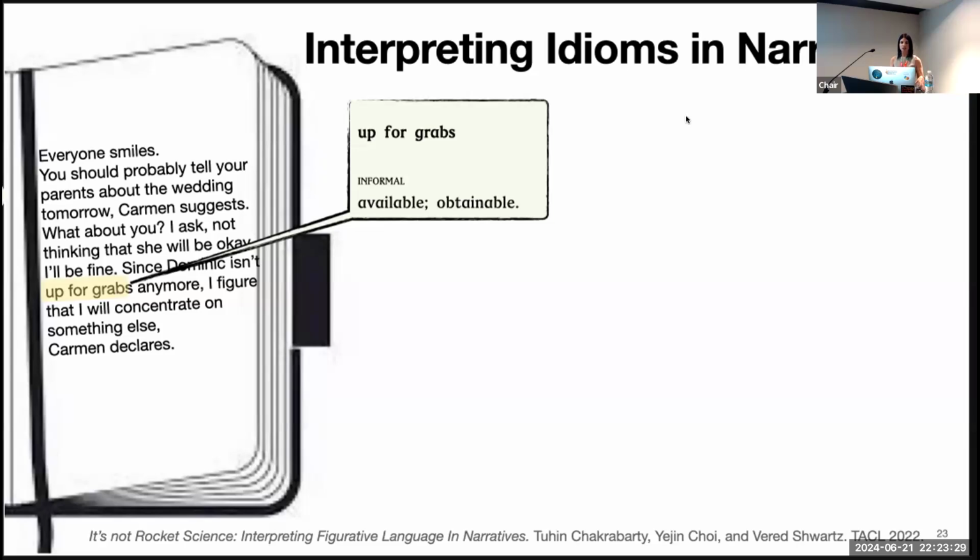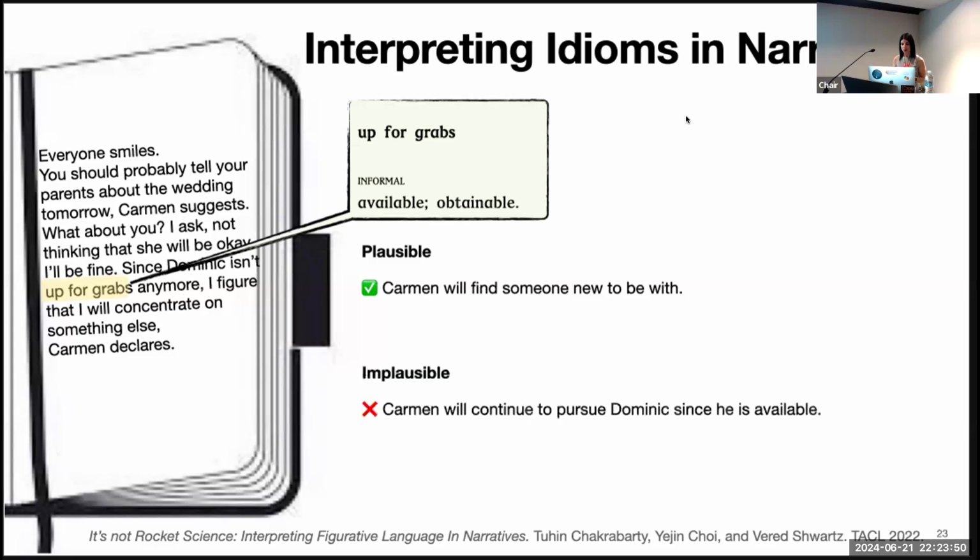What we did was we took these narratives. These were paragraphs, some stories, but they were still understandable, even though we took them out of their context. Then we asked crowdsourcing workers to suggest 2 sentences, each of them continuing the narrative. One of them should be plausible, and the other one should be implausible, where plausibility specifically needed to depend on understanding the meaning of the idiom. For example, "Carmen will find someone new to be with" is plausible, but "Carmen will continue to pursue Dominic since he is available" is implausible because it contradicts the meaning of the idiom.